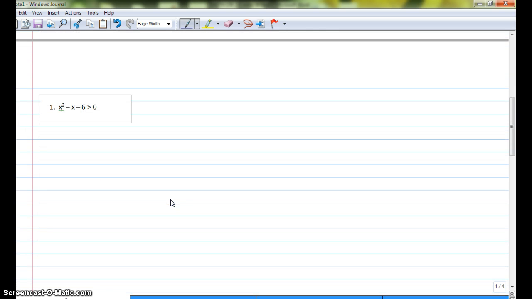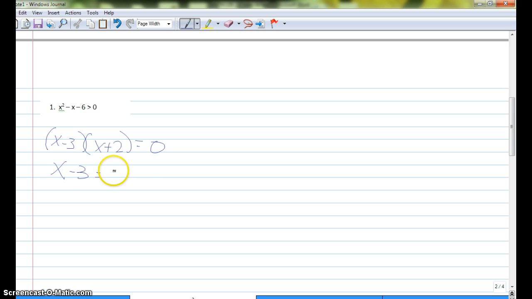Okay, so here's our first problem. It says x squared minus x minus 6 is greater than 0. Now, step 1 is already taken care of for us. We already have our f of x on one side and our 0 on the other. Now we want to find the zeros, and we can actually factor this quadratic. So we can factor this as x minus 3 times x plus 2. Have that set equal to 0, so we'd set each of these equal to 0.